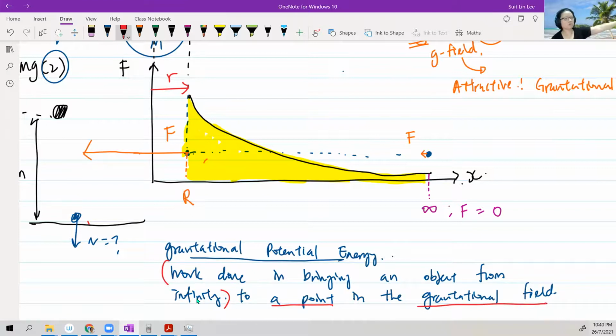Very far away, bring it over, like Thor. Work done for Thor's hand to attract his hammer. All right, not too much, let's integrate.